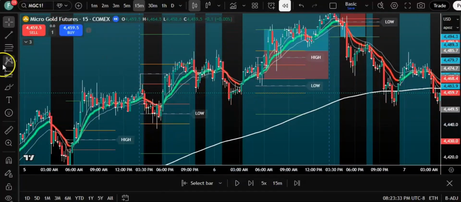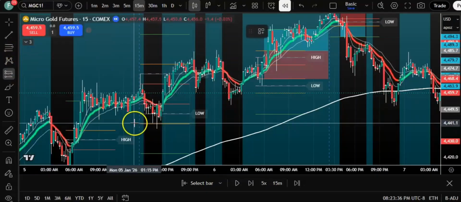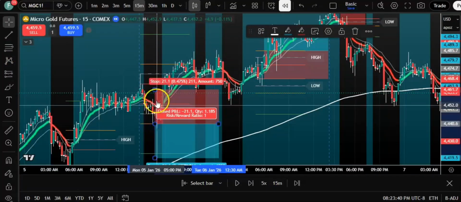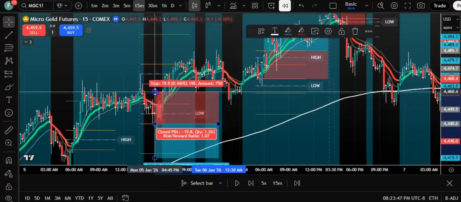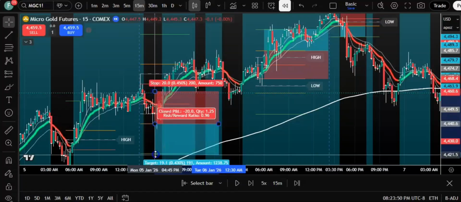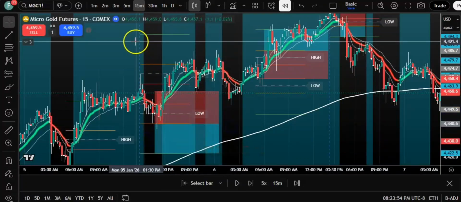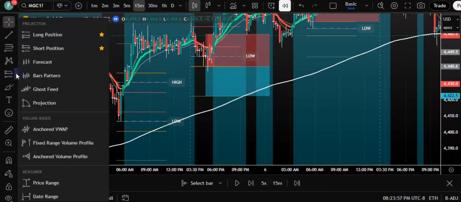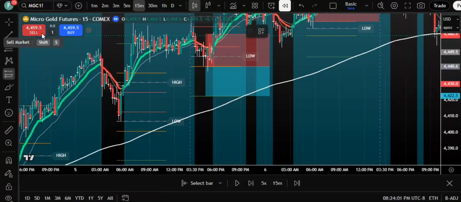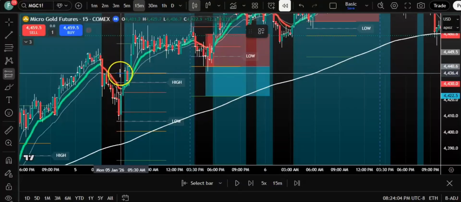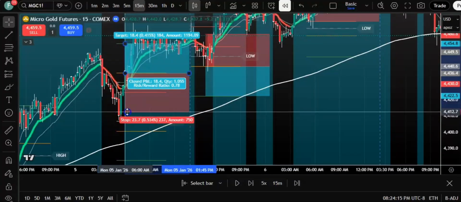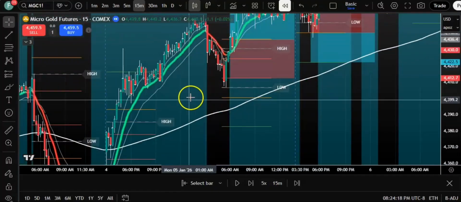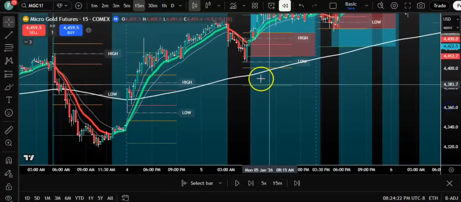Here's one right here. This one was a losing one. And you could have got out when it turned blue, when the candle closed and turned blue pretty much. That one would have been a losing trade. Here's a winning trade right here. Here's another one right here.